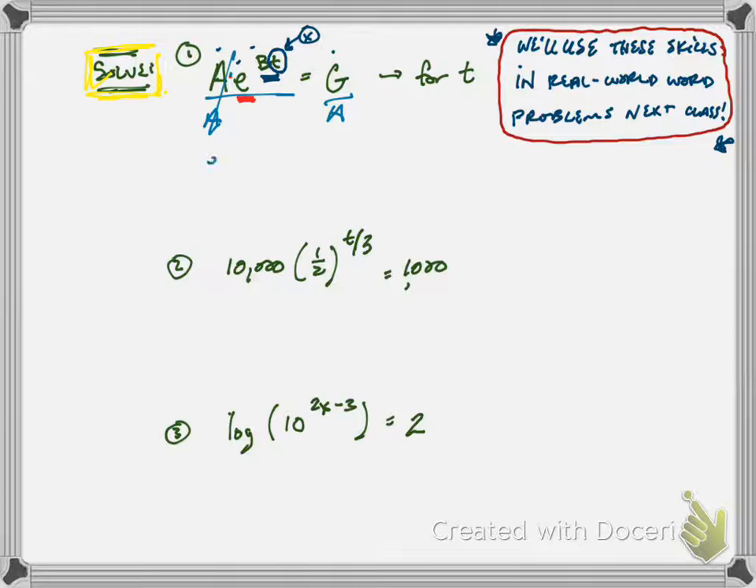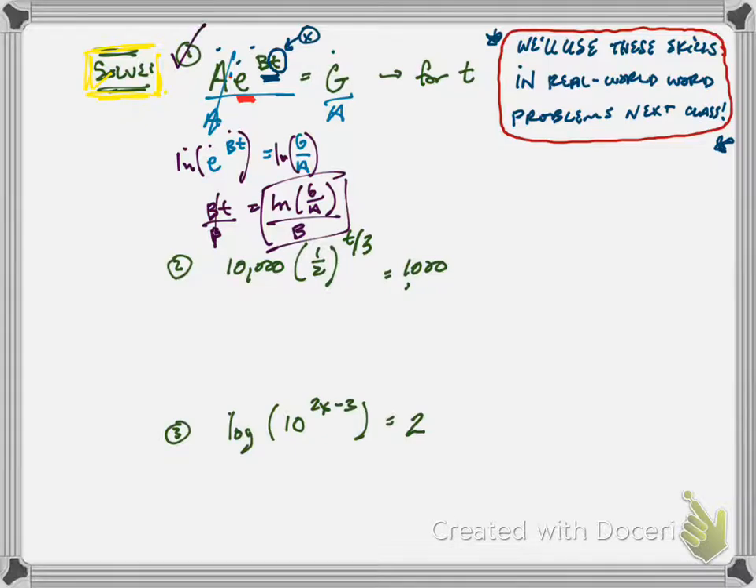I'll rewrite e to the bt is equal to g over a. Now, g is a constant, a is a constant, so g over a is a constant. We are now ready for natural logs. I'll hit both sides with a natural log. The natural log of e to the bt is bt. bt is equal to the natural log of g over a. I'll divide both sides by b, and I have solved for t.